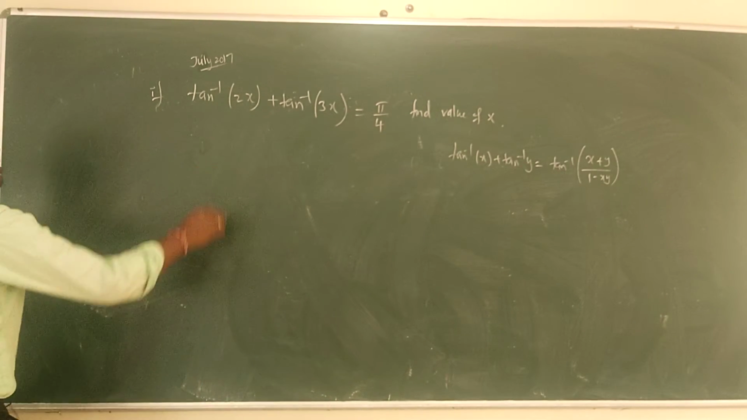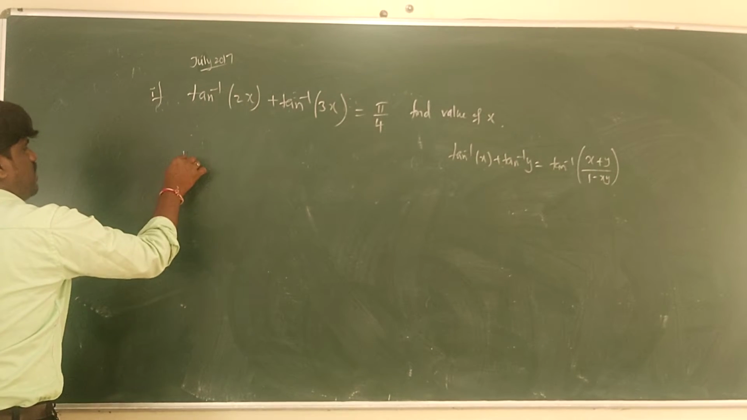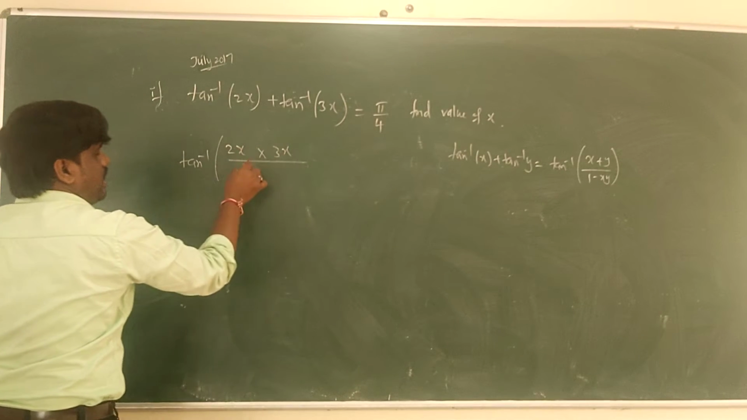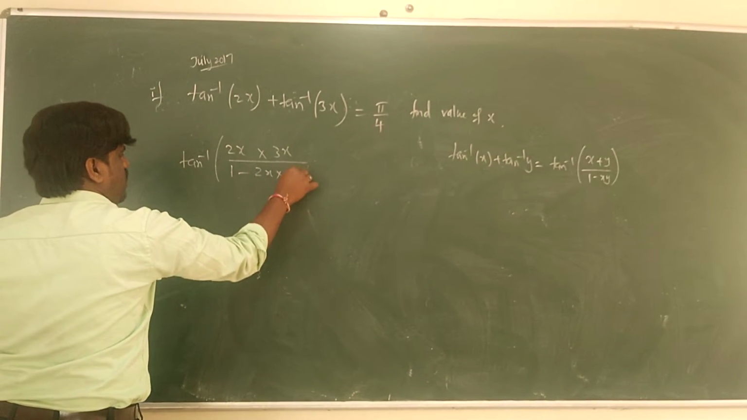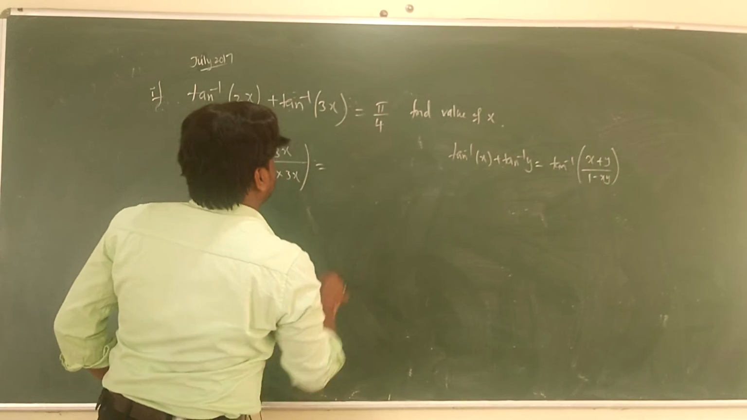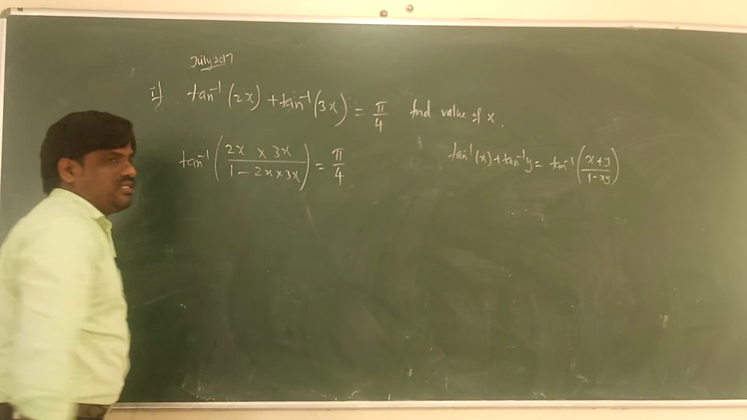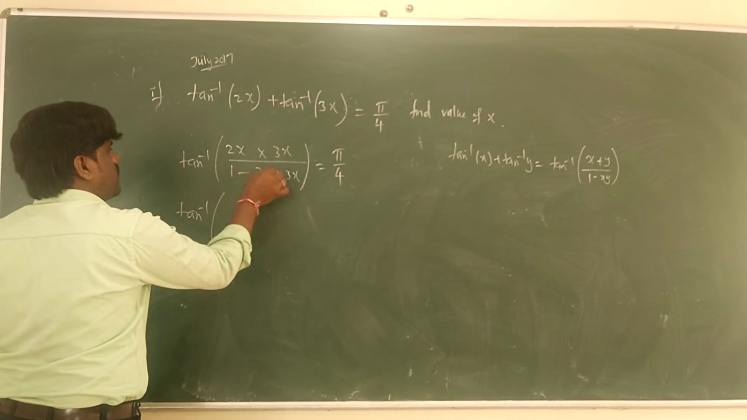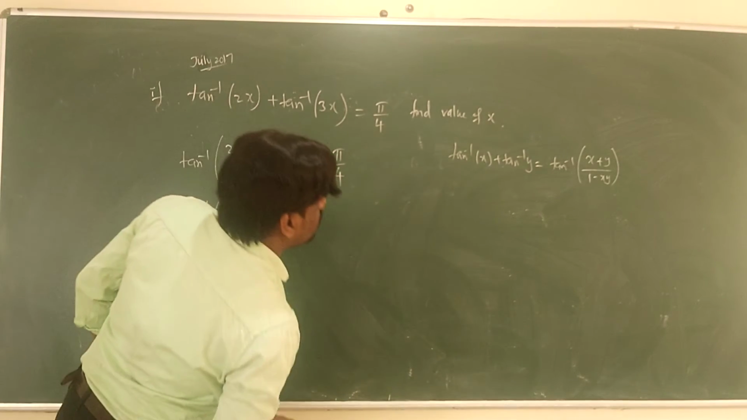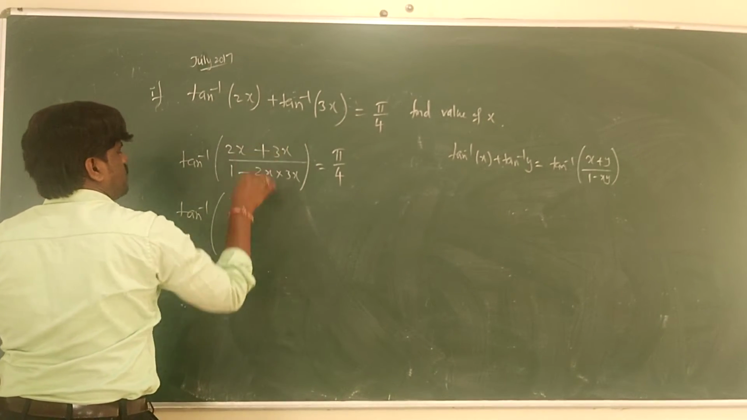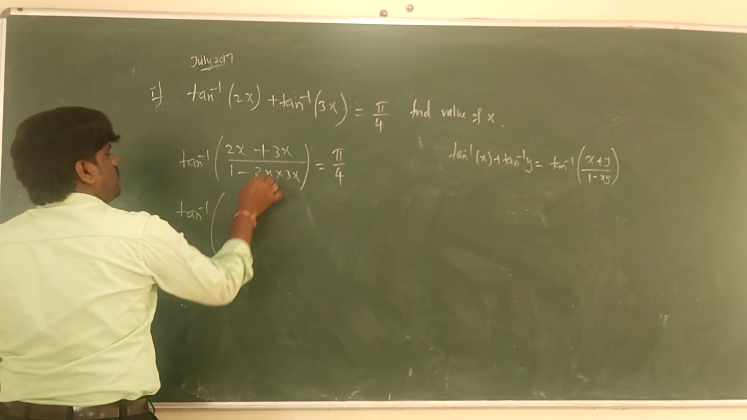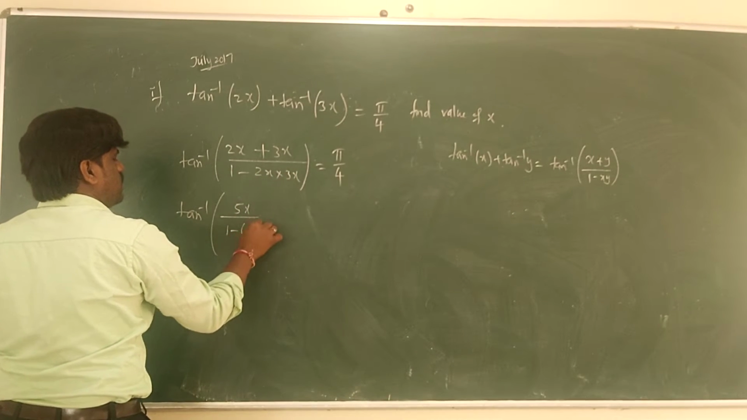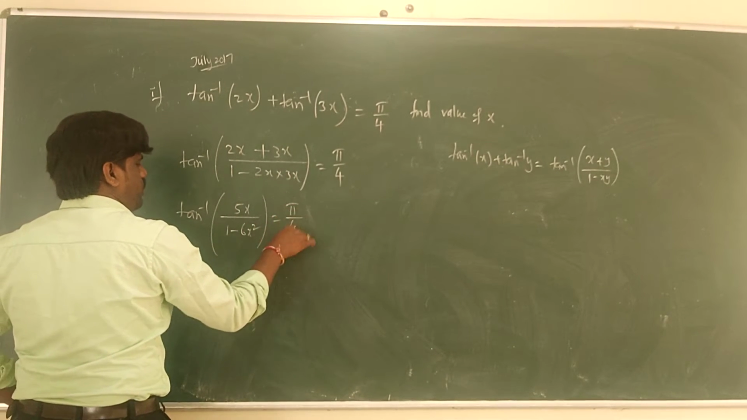So we use that. What I can write here: tan inverse of 2x plus 3x divided by 1 minus 2x into 3x is equal to pi by 4. This is what they have given. So x plus y by 1 minus xy: 2x plus 3x is 5x, and 1 minus 6x square is equal to pi by 4.